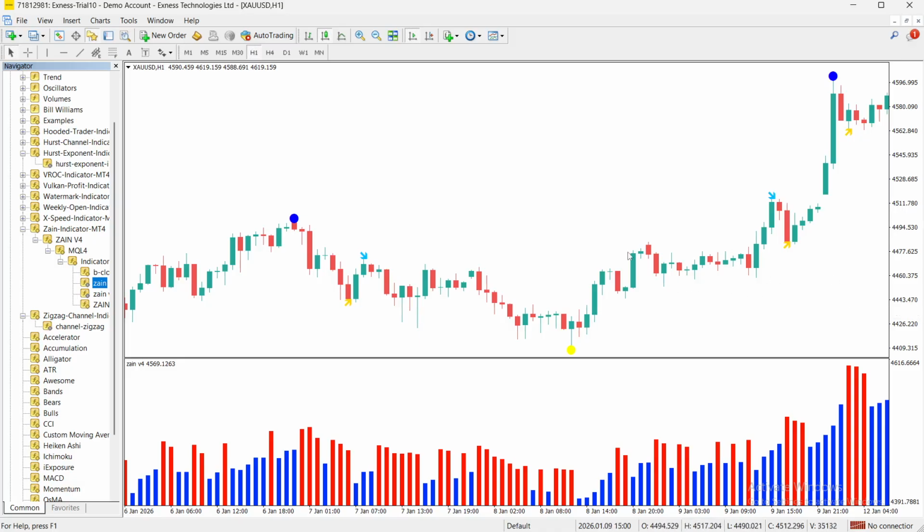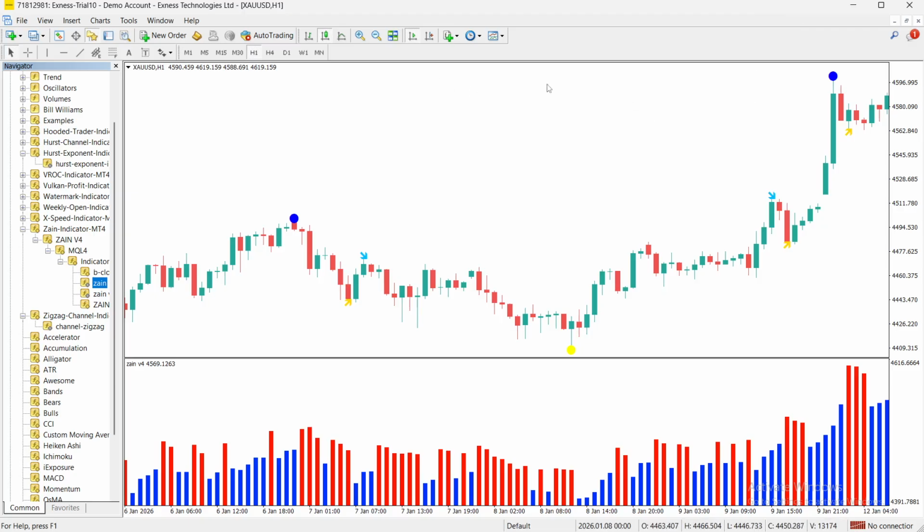The Zain indicator draws dots, as you can see here, and also here below, with probable support and resistance zones, providing clear visual markers where price is likely to react. Yellow upward arrows, as you can see down here and over here as well, appear below price when bullish conditions align, while blue downward arrows, as you can see over here and here as well, appear above price when bearish setups occur, offering directional confirmation for potential entries.